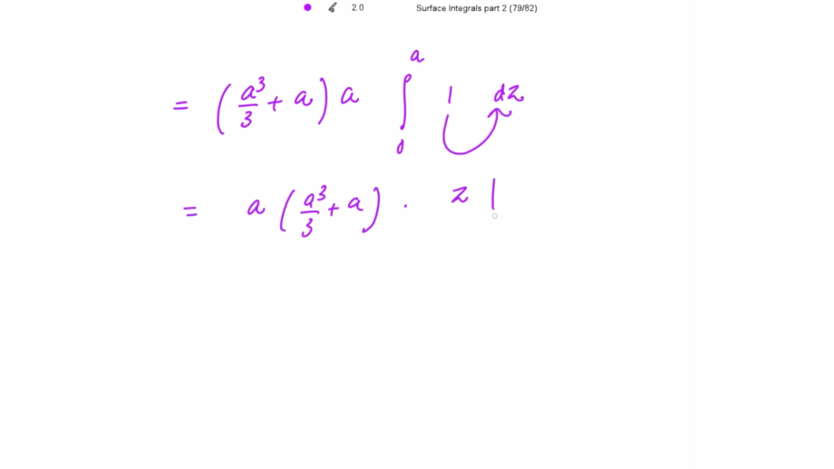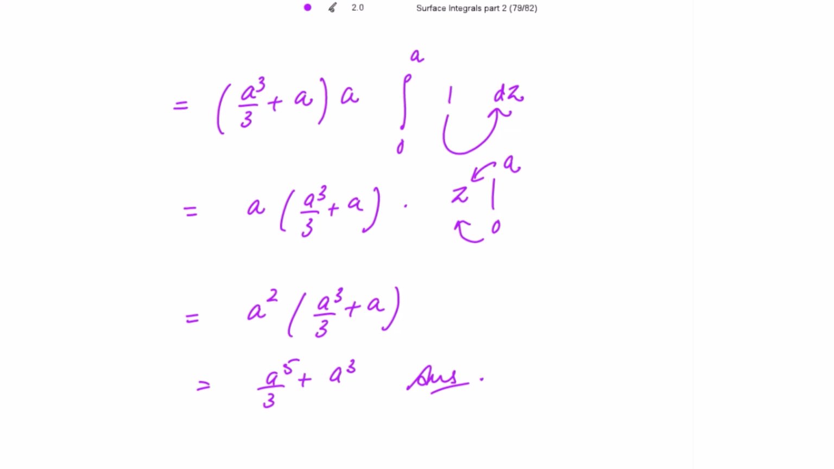So this becomes a cube divided by 3 plus a, times the integration from 0 to a of 1 dz. Integrating this 1 with respect to z, we get z with limits from 0 to a. Putting the upper limit, we get a, and then minus lower limit 0. That becomes again a. So this becomes a square times (a cube divided by 3 plus a), or we can write this as a to the power 5 divided by 3 plus a cube. This becomes the required solution for the surface integral.